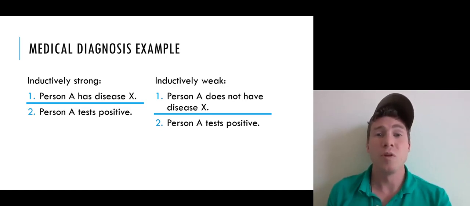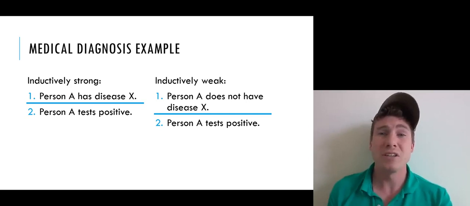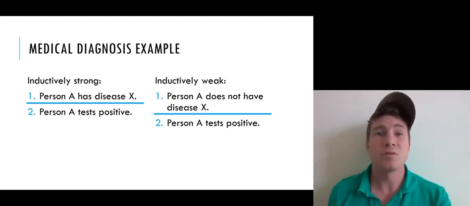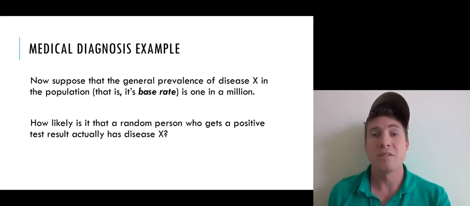And we knew the reverse of that, right? We knew how much having the disease supported testing positive, right? But those are different numbers, right? And it could be the case that having the disease strongly supports getting a positive test result, but getting a positive test result doesn't strongly support having the disease, right?